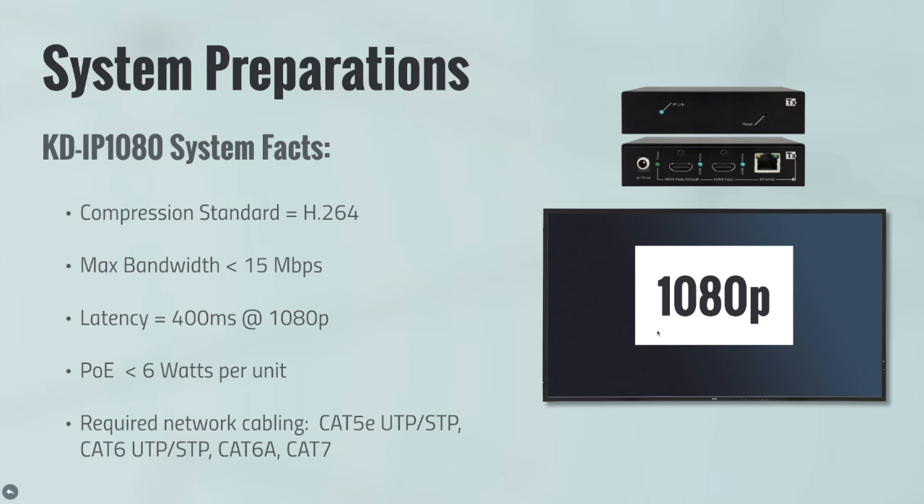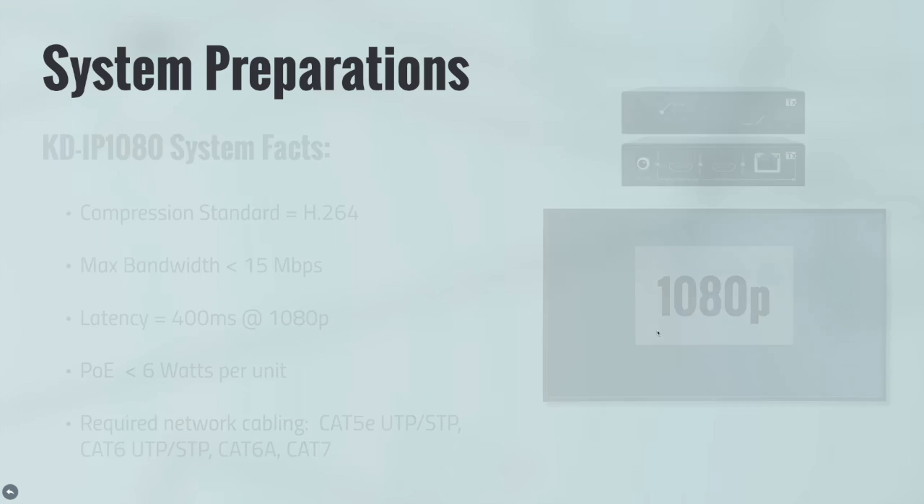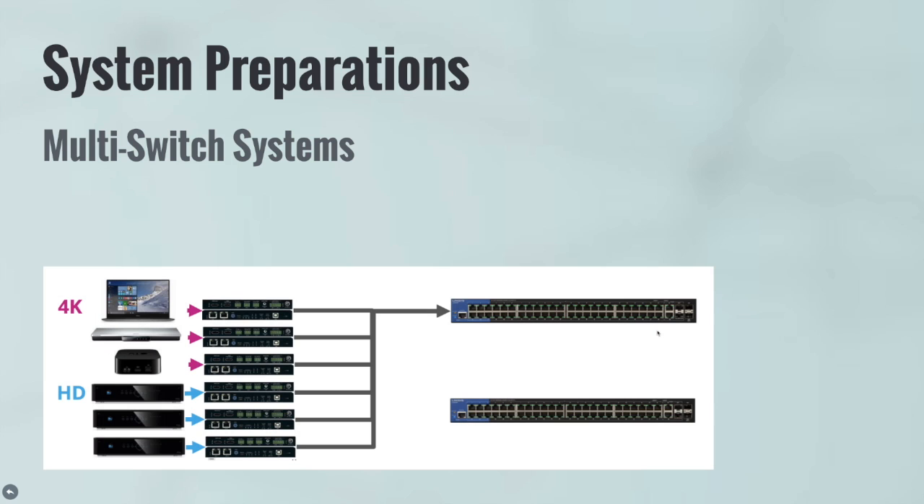Now this product again can use Cat5e cabling, and it is very minimal power draw, less than 6 watts per unit. So with most PoE supported network switches, even by using all 48 ports using PoE with the IP 1080s or the IP 822, 922s or 1022s, you're not going to exceed your PoE allotment for that system.